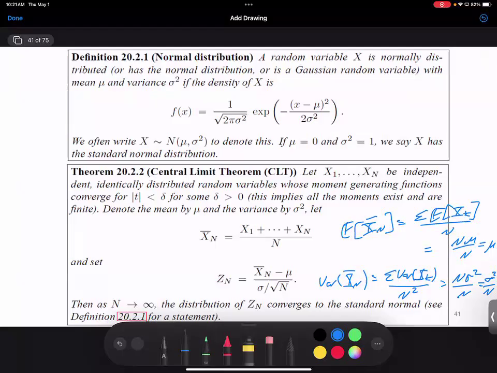The other moments should matter somewhat, right? Adding a bunch of exponentials is not the same as adding a bunch of uniforms.